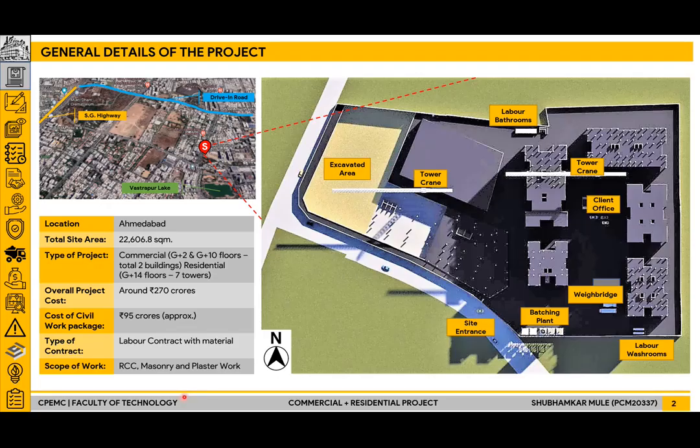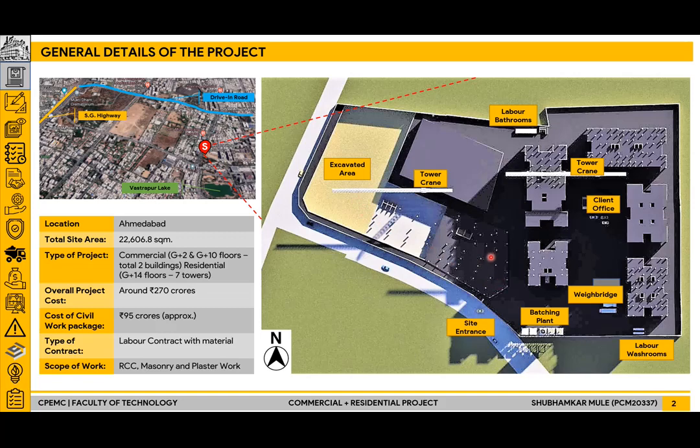Now, talking about some general details of our project, it was located in Ahmedabad. The total site area was 22,606.8 square meters. The project had two parts, mainly the commercial part, which was this, and the residential part, which was this one. Both had separate architects. In the commercial part, there were two blocks, mainly the main commercial block, this one, and the mini commercial, which was this. So the mini commercial was G plus 2 floors, and the main commercial was G plus 10 floors.